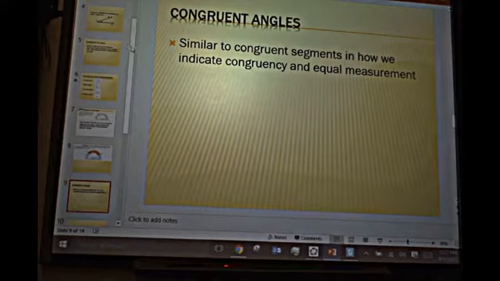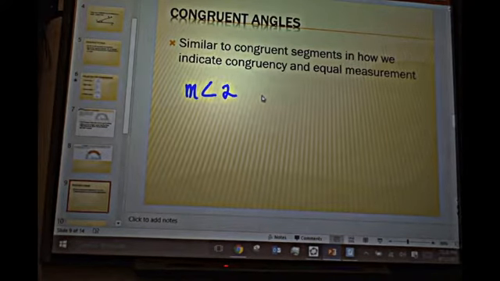If I want to talk about angles being congruent, just like we talked about with segments, if I have two measurements, let's say I have two angles that are both 30 degrees. Let's say I say measure of angle 2 and measure of angle 3 are both 30 degrees. So that says their measurements are equal. So measure of angle 2 is equal to measure of angle 3.